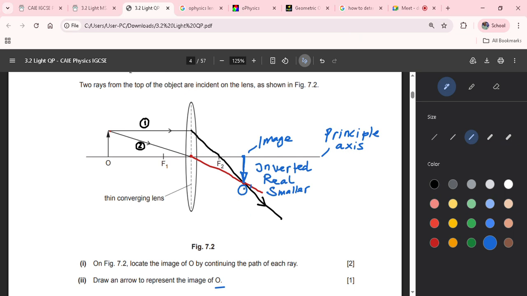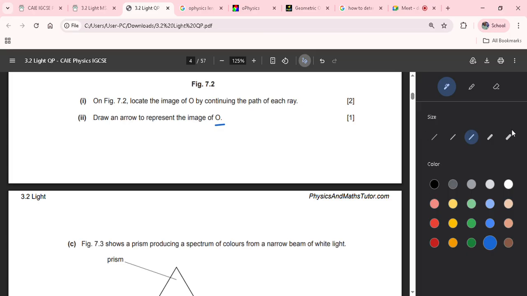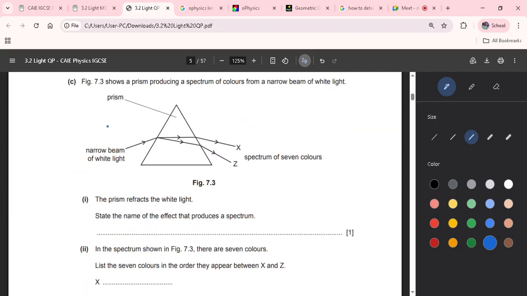Okay, next we go to the next one. Part C. Figure 7.3 shows a prism producing a spectrum of colors from a narrow beam of white light. A narrow beam of white light enters the prism and is dispersed. Dispersed means the color is separated from the white light into seven colors, which is called ROYGBIV.